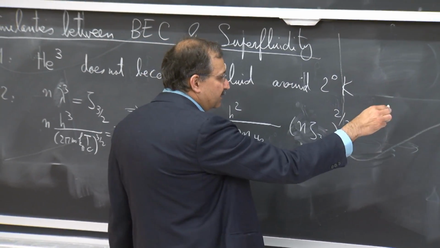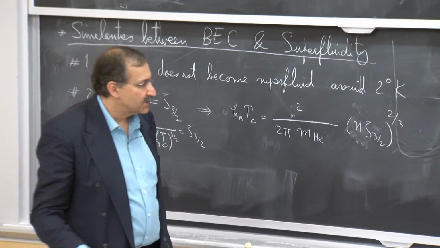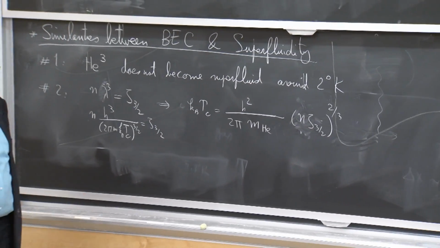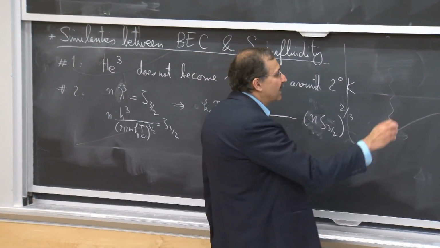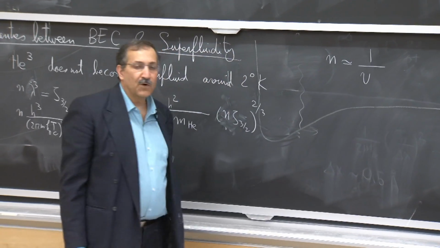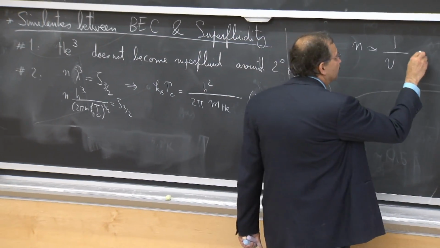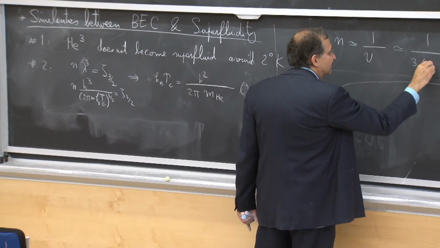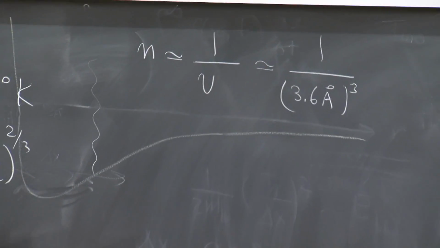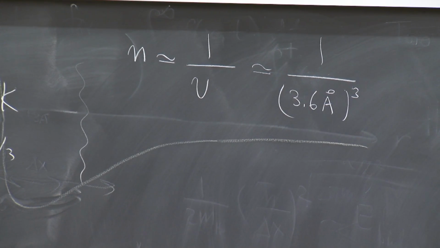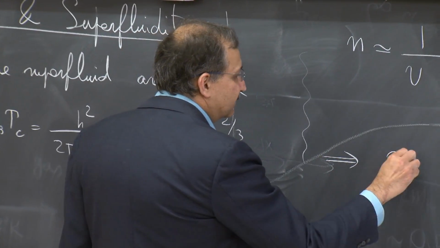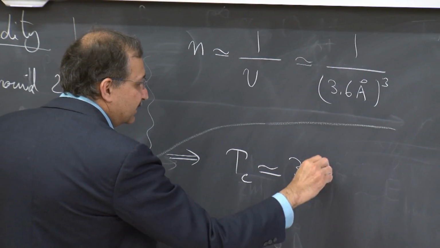I had a picture here, which was the typical attraction potential. The typical separation of helium atoms is something like 3.6 angstroms. How do I know that? Because the density I can figure out is typically 1 over the volume per particle, and this volume per particle is roughly 3.6 angstroms cubed, something like 46.2 angstrom cubed. So I can put that value of n over here. I know what the mass of helium is, and I can figure out what this Tc is. And I find that Tc is 3.13 degrees K.